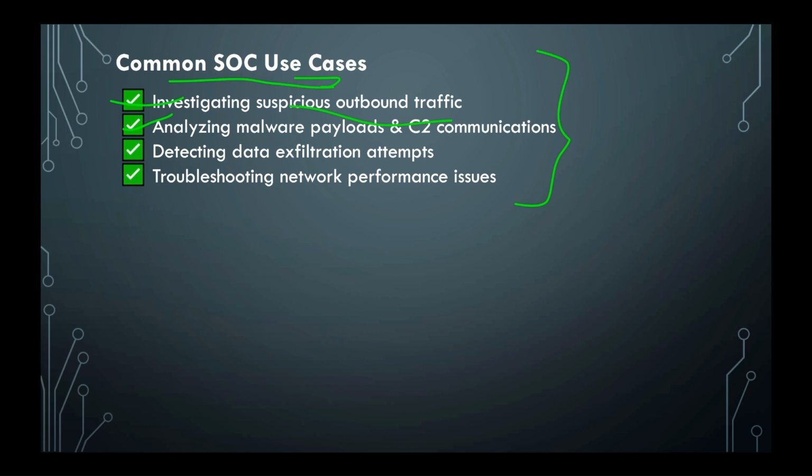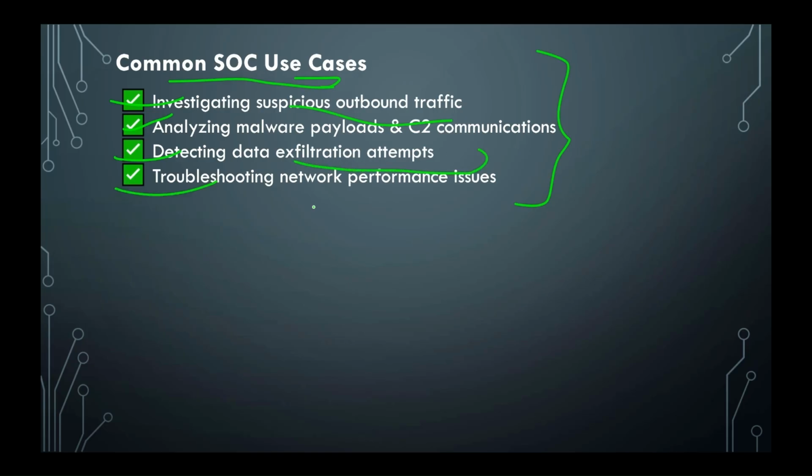Then analyzing malware payload and command and control communication. If your organization is dealing with a malware infection, you might need to analyze the payload being delivered to the victim machine. Wireshark allows you to capture malicious traffic such as RAT, the remote access trojans, communication or command and control traffic to help identify the malware origin and behavior. Then also detecting data exfiltration, so you can identify what data is going out using the packet capture.